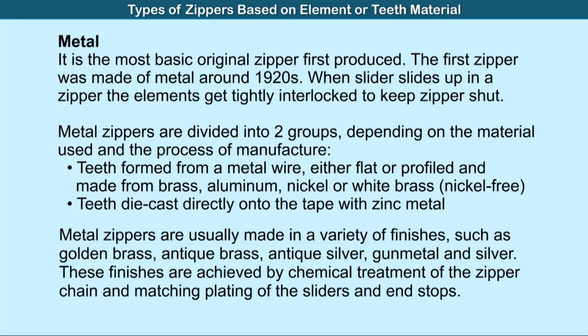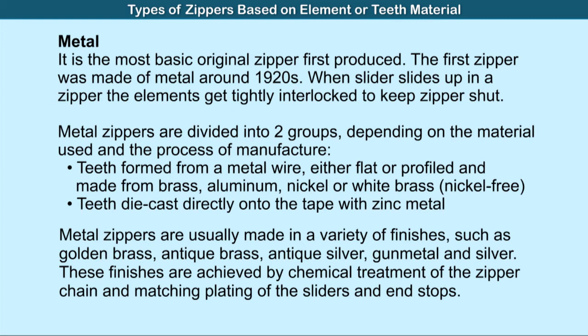Metal zippers are divided into two groups depending on material used and the process of manufacture. First, teeth formed from a metal wire, either flat or profiled and made from brass, aluminium, nickel or white brass, which is nickel free. Second is teeth die cast directly onto the tape with zinc metal.